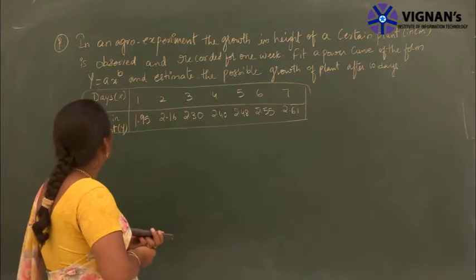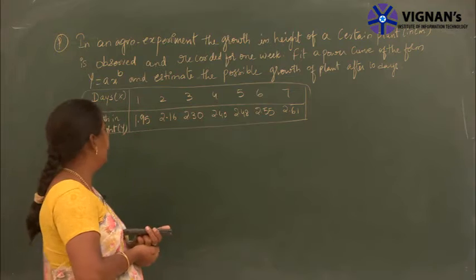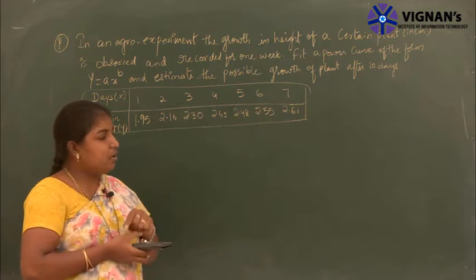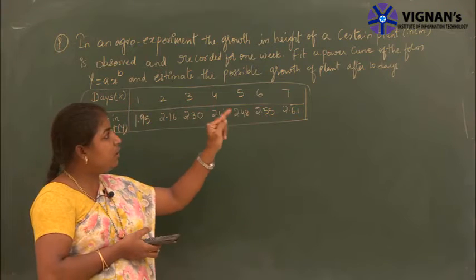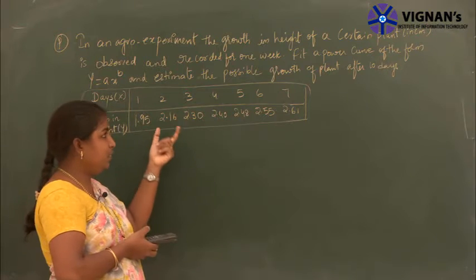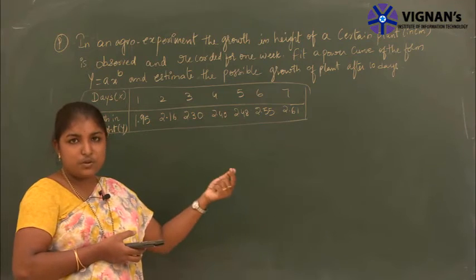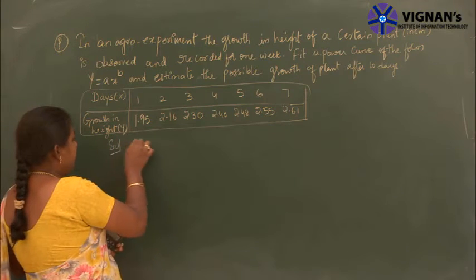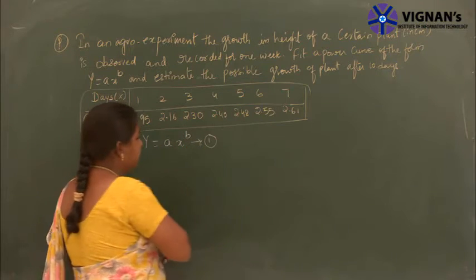Next problem. In an agro experiment, the growth in height of a certain plant in centimeters is observed and recorded for 1 week. Fit a power curve of the form y equal to ax power b and estimate the possible growth of the plant after 10 days. So they are giving the plant growth within a week, meaning 7 days of growth. So after 10 days, how much growth has happened we have to find out here. Already they have given the curve also. So I am taking the given y equal to ax power b, let it be equation 1.